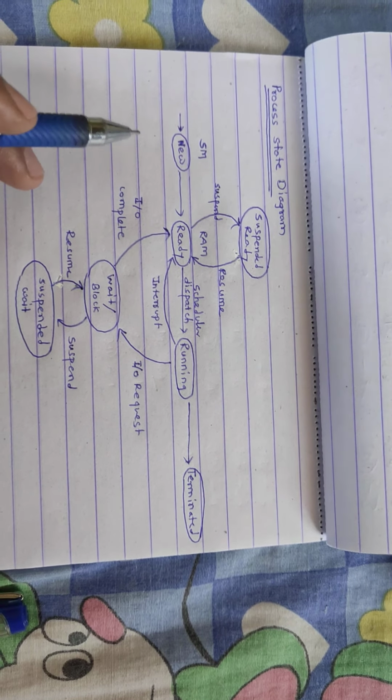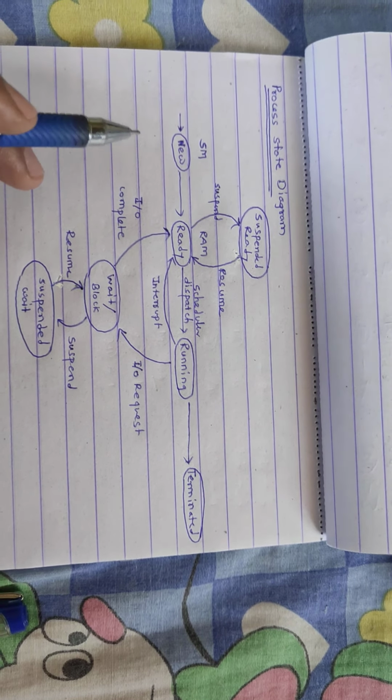Now what actually is the process state diagram? Basically, there are different states through which a process goes during its life cycle. These states are the new state, ready state, running state, terminated state, waiting state and so on. Now we'll see in detail, one by one, how the process goes through these different states during its life cycle.